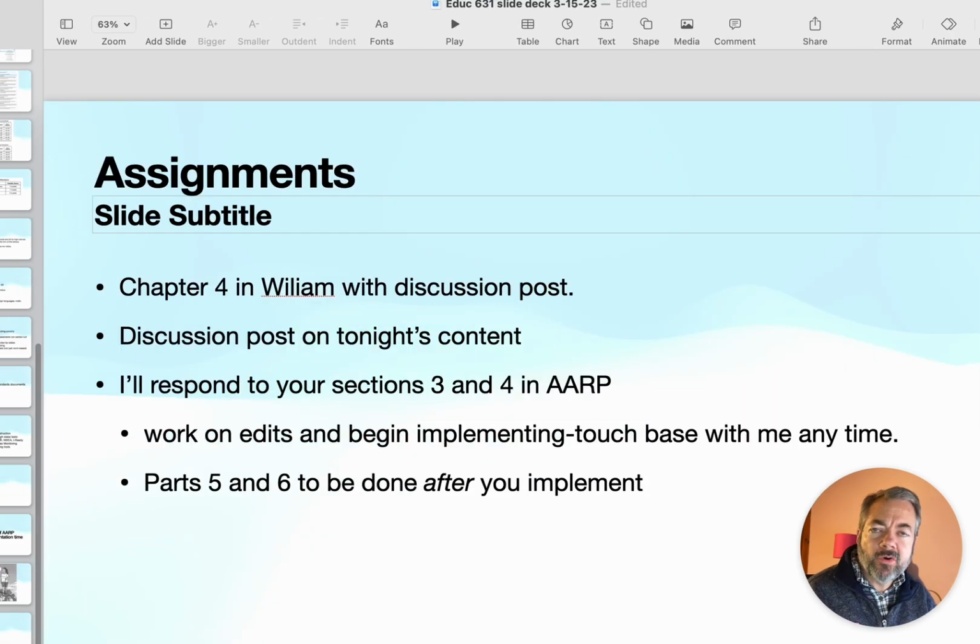All right. So assignment wise, and I have to think about this because now that we didn't meet, I'm going to reassign chapter 4. There's so much good stuff in there. And I had not read this in a while, and I was surprised, frankly, how much good stuff was in chapter 4. We'll have a discussion post on that. We'll do a discussion post on tonight's 45-minute screencast, which, by the way, takes me forever to upload to YouTube. And hopefully you're still with me.